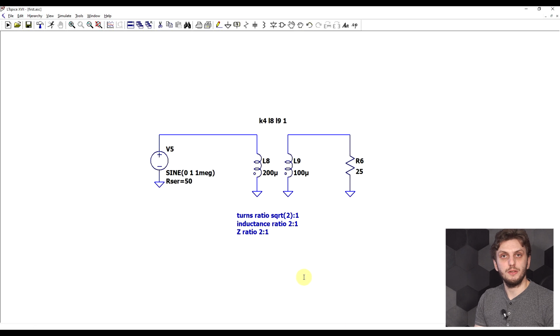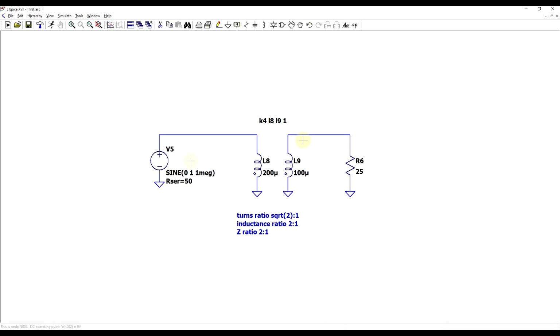Now, another interesting thing to look at is what happens when you have multiple secondaries. So maybe you want to drive multiple loads at the same time. Starting off from a basic example where we have a 50 ohm signal source driving a single 25 ohm load with the matching transformer, we need an impedance ratio of 2 to 1, 50 ohms to 25, which corresponds to an inductance ratio of 2 to 1, or a turns ratio of square root of 2 to 1.